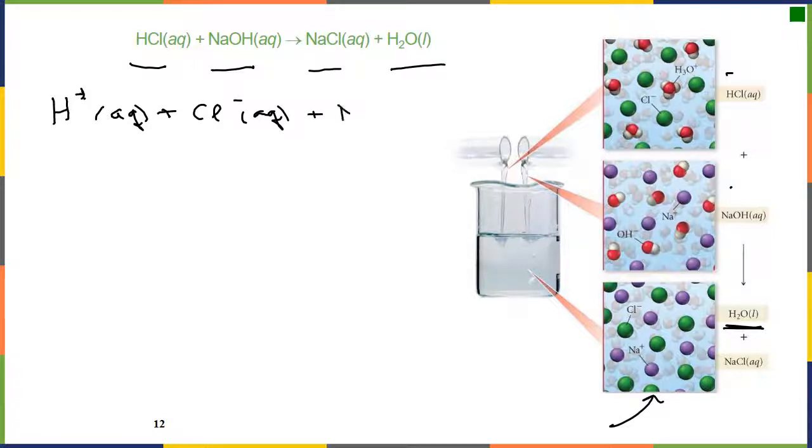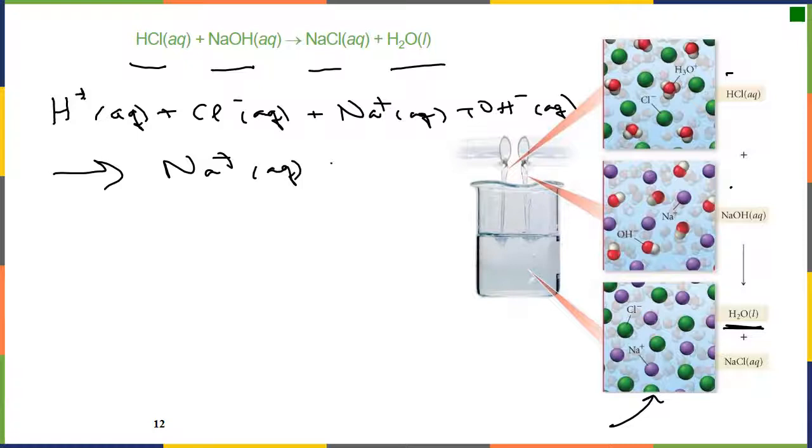It's going to react with sodium and hydroxide to make sodium and chloride plus H2O. Now note, we can stick this H plus onto a water. We're really not going to Chem 111. We just kind of need to recognize that that's actually a proton and it doesn't exist in water.